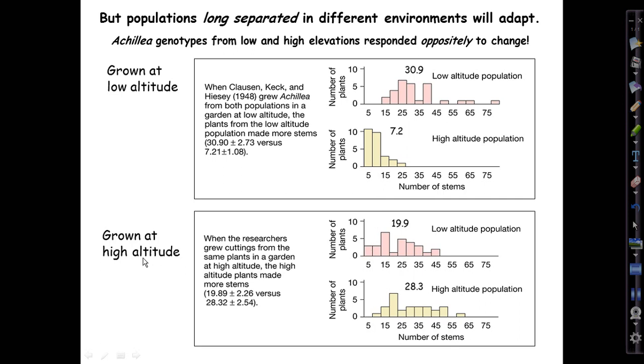The plants from the high altitude population grown in their native high altitude environment produced 28 stems per cutting. The low altitude plants did relatively better, but still they were worse, right? Significantly worse when grown at high altitude. So, definitely for both of them, they performed much better in their native environment. Low altitude was better low than high, and high altitude was better high than low.